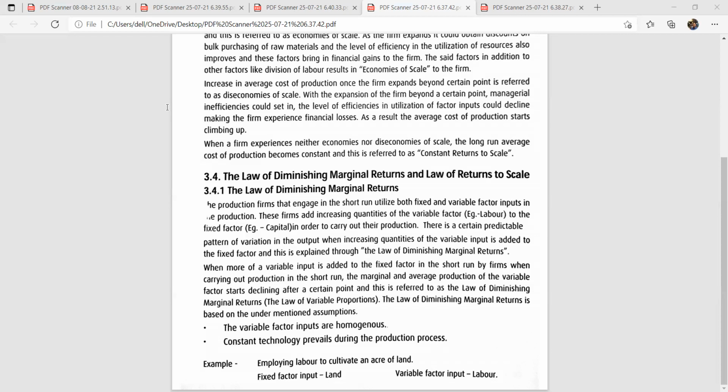The law of diminishing marginal returns is based on the following assumptions. Variable factor inputs are homogeneous. What does that mean? Workers have similar skills and supply a particular effort, so each and every worker can produce a similar quantity. That is what homogeneous means. But as the number of workers is added, the productivity may change. Firstly it increases, thereafter it will fall.